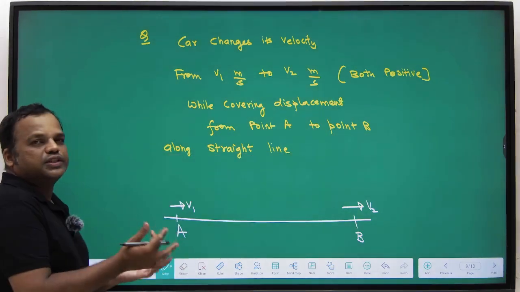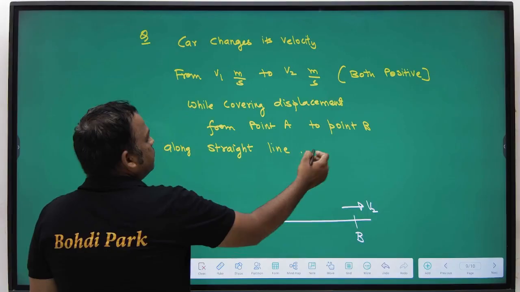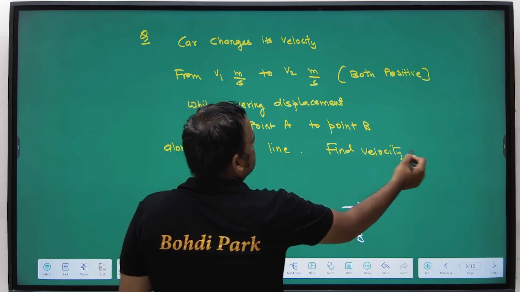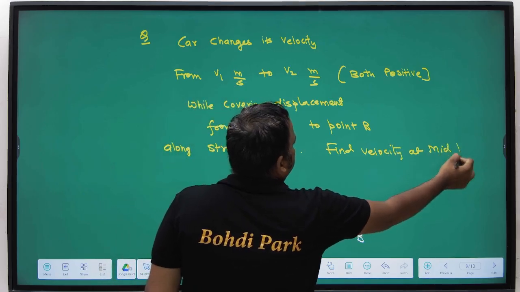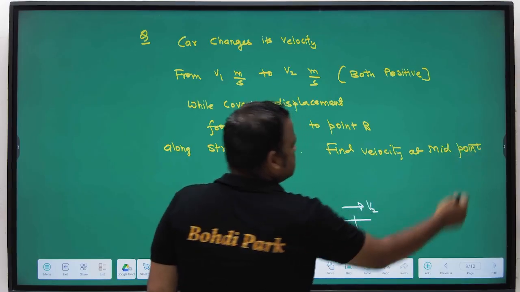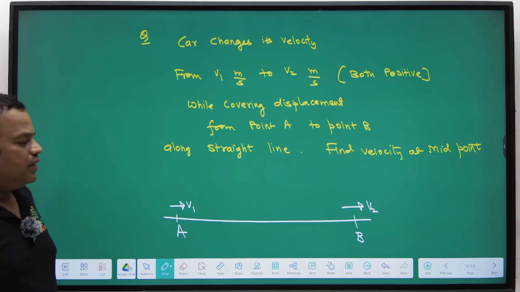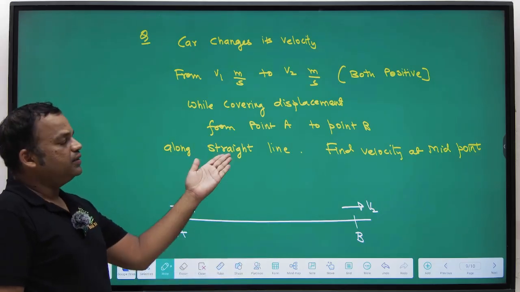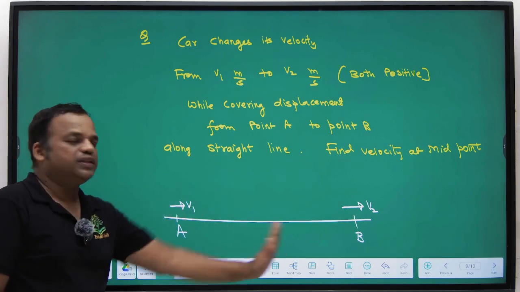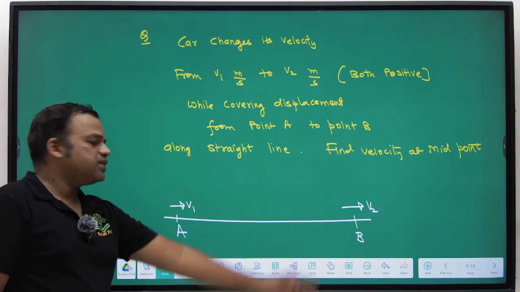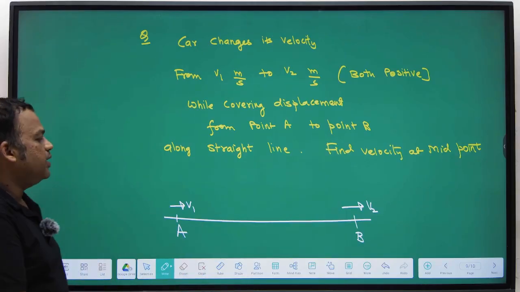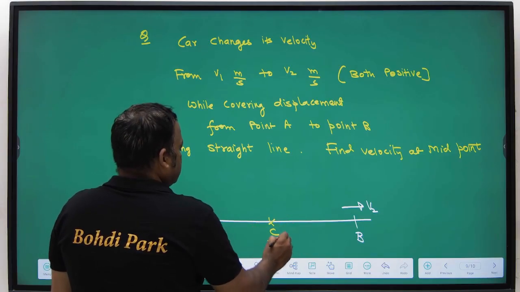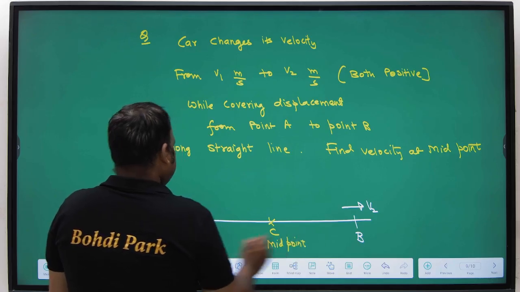But what is the question in this situation? You have to find velocity at midpoint. Yesterday we discussed a similar question which was based on time, but this question is based on displacement. So A to B displacement is S and A to C displacement, which is the midpoint, will be S by 2.